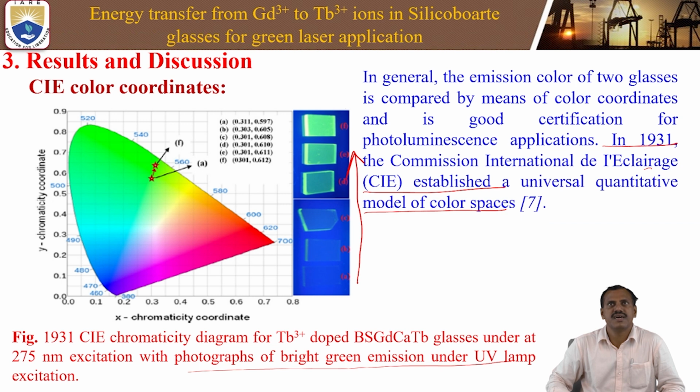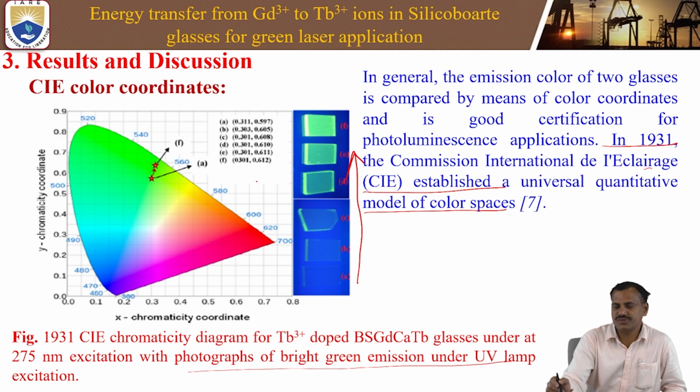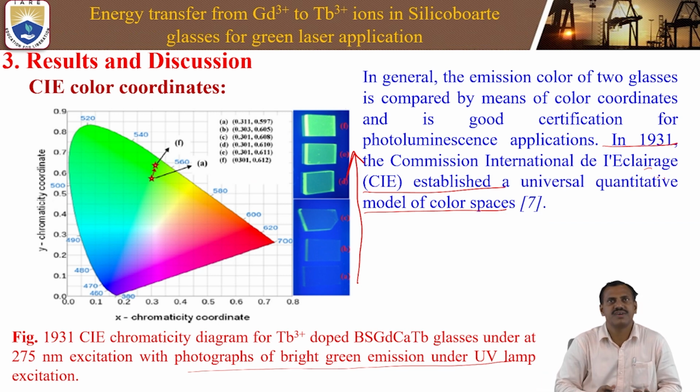You can use this for the terbium-3+ doped silicoborate glasses. These are the color coordinates. We are calculating the color coordinate values using this theory, using the terbium intensity from the emission spectra only.